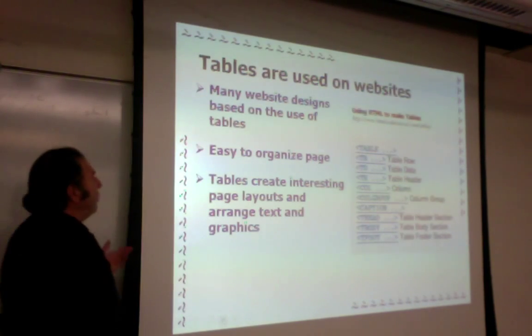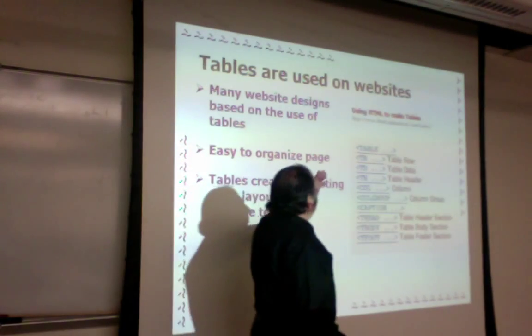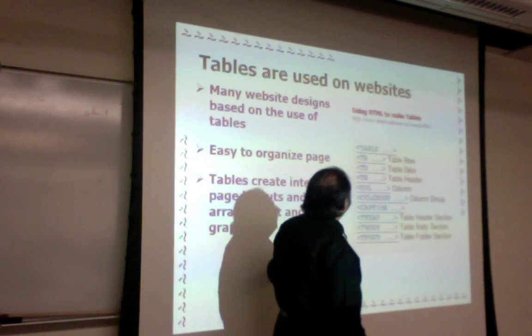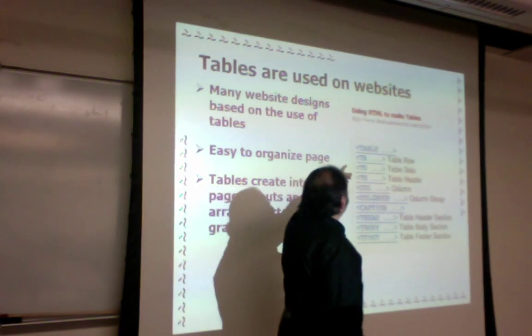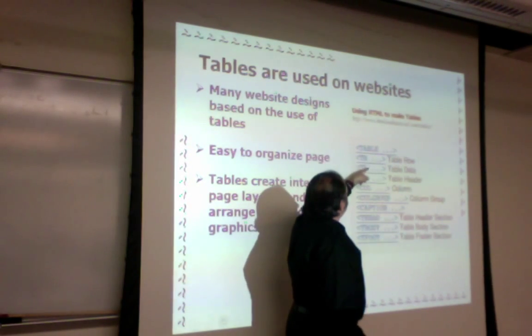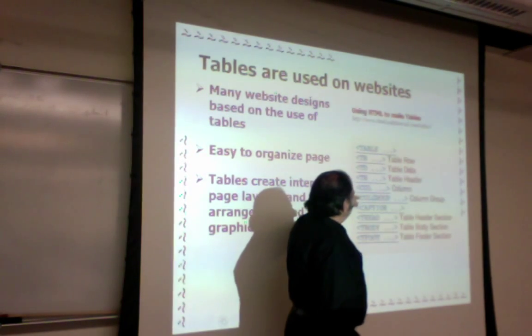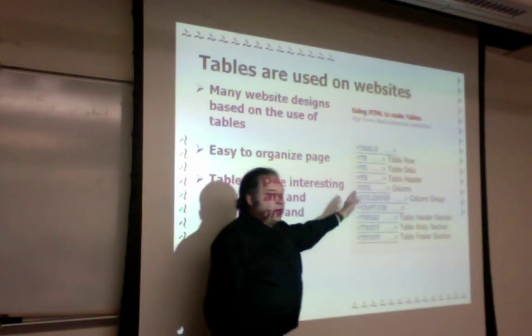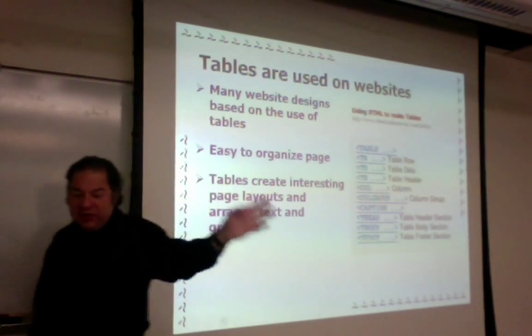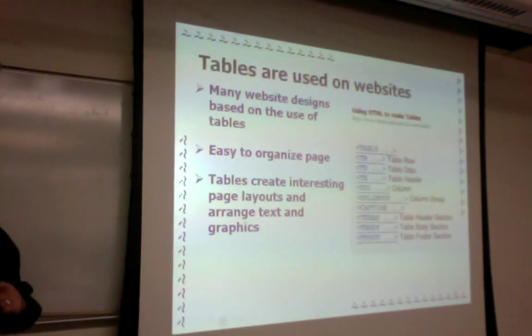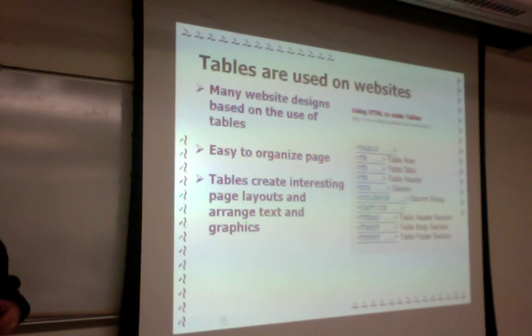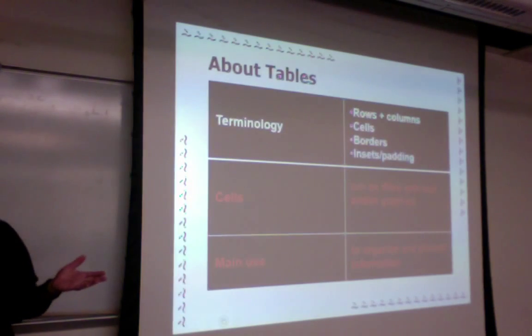So if you know anything about HTML, there are a whole bunch of different codes that you have to use. You start by using the table instruction, and then table row, table data, table header, column, column group. All right? And so you have to use all of these different tags in HTML to tell HTML what the different things are. But it can create a table for you, and a lot of the websites that you see are actually built around tables.